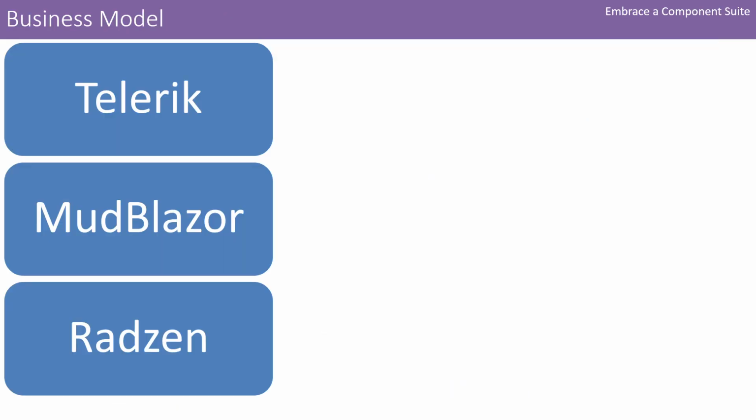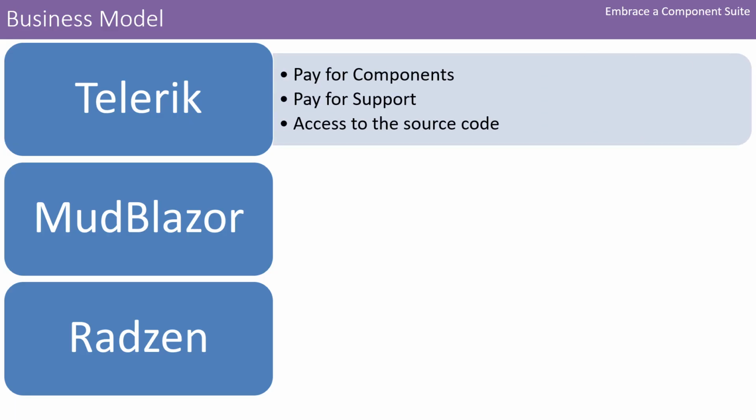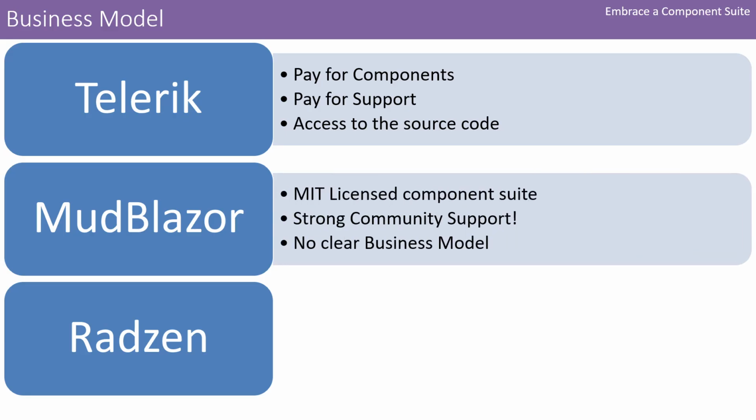And when it comes to business models, recognize that for components like Telerik, you might be paying for components and support, but you do have access to source code. That is one thing that may not be obvious for some of these paid-for component suites, that they do give you the source code. A lot of times your AI tools really want that source code to understand how a component works or how code works. So it is nice that Telerik and others give access to the source code.